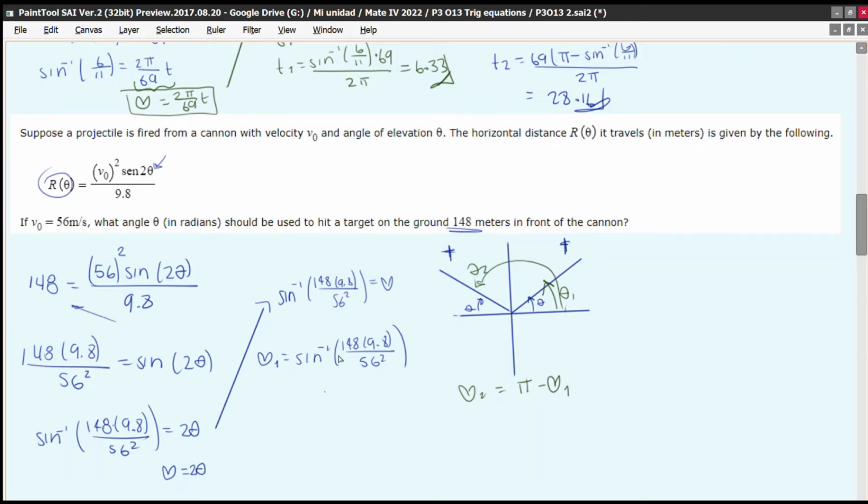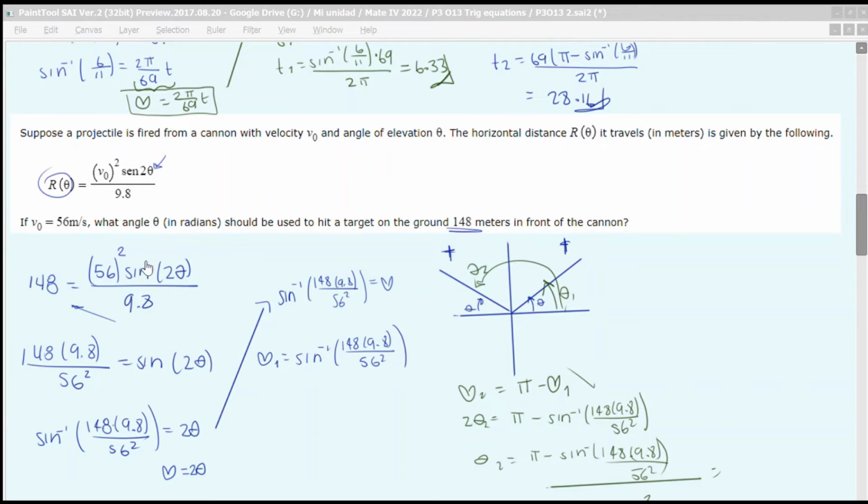So let's start with our second solution. We know that a heart is 2 theta. So 2 theta equals pi minus my reference angle, that is this ugly looking thing, and lastly, my second solution then is going to be all of this divided over 2 to get rid of the 2. To get rid of these 2, I'm going to divide everything over 2. So this is my solution, and I'm going to plug this into the calculator.